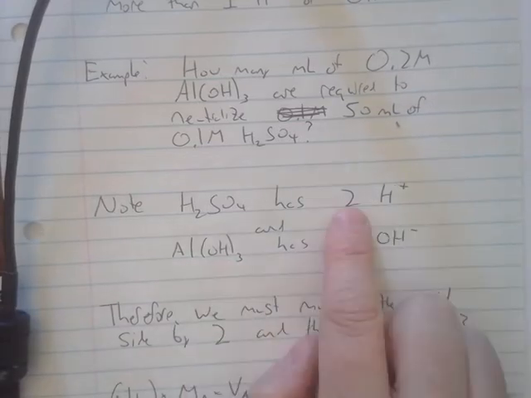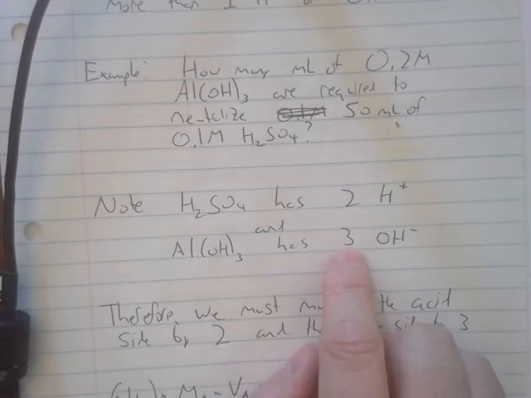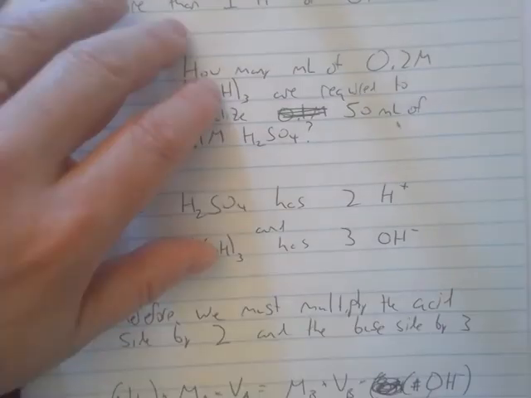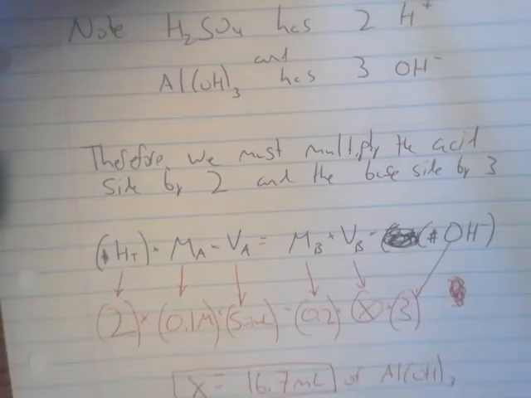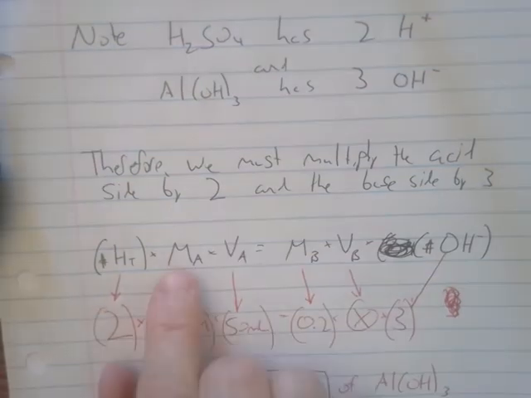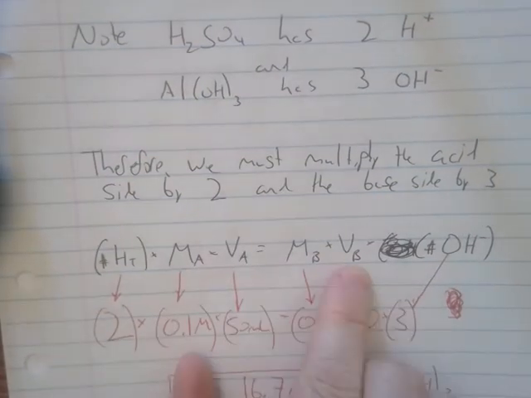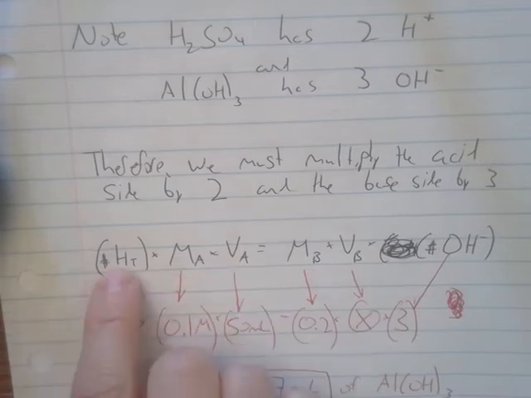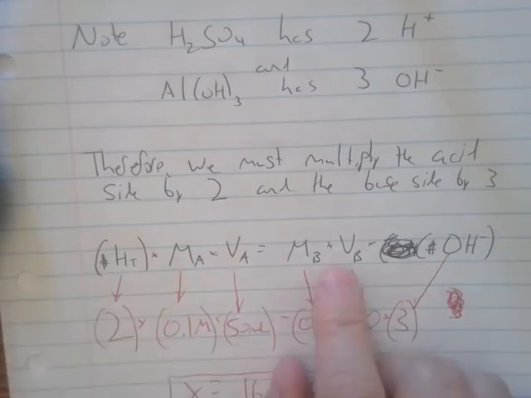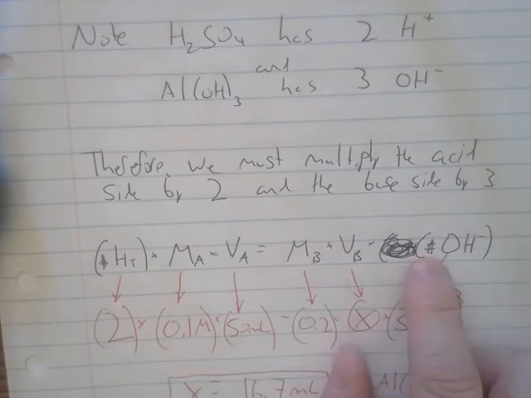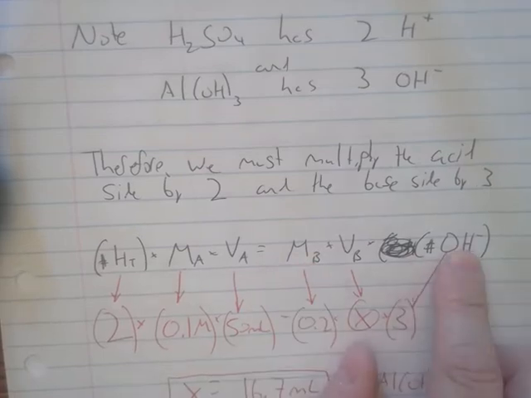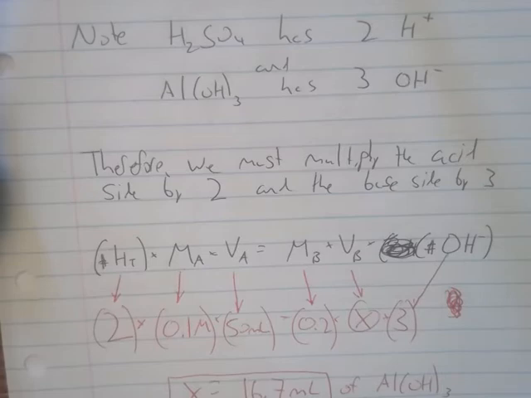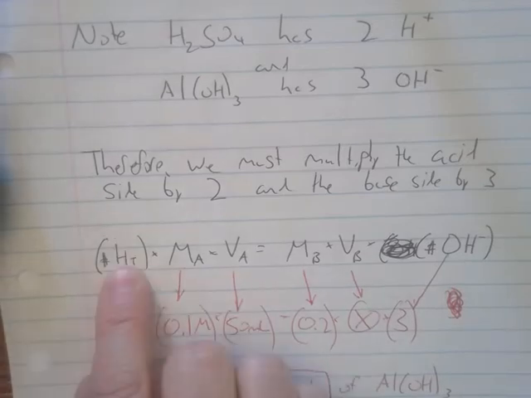So my new formula is going to be slightly altered. It's going to look like this. Instead of just MaVa equals MbVb, I'm going to say, all right, MaVa times number of H plus ions is equal to MbVb times number of OH minus ions. So pulling down everything now, the number of H plus ions in H2SO4 is 2. So I put a 2 there.